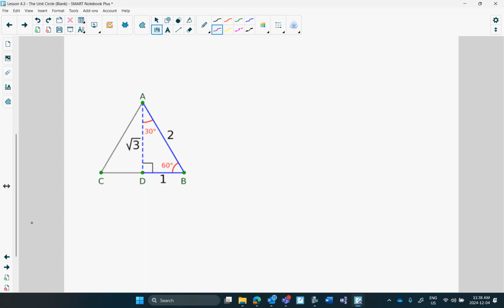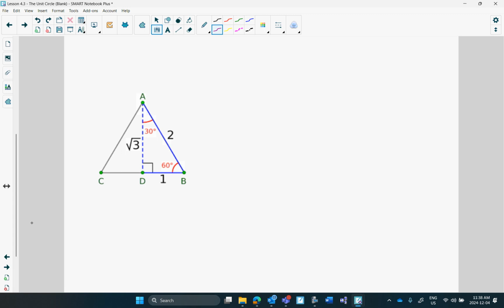I'm going to make an equilateral triangle. I'm going to start by making this, and I'm going to name each side. Let's say each side is 2. Why did I say 2? Because if I cut the equilateral triangle in half, I get a right triangle with 30 and 60 degree angles.